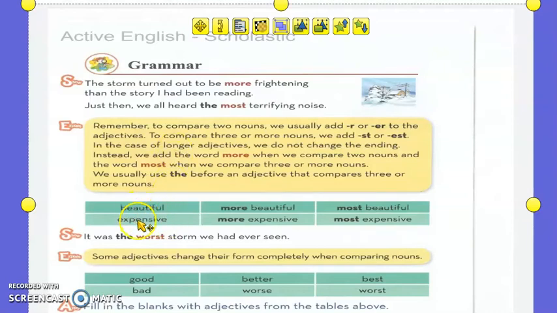In this table, here we have two examples about the long adjectives, beautiful and expensive. For the comparative form, we said more beautiful. For the superlative form, most beautiful. So this is the comparative and this is the superlative. For the adjective expensive, more expensive, most expensive.